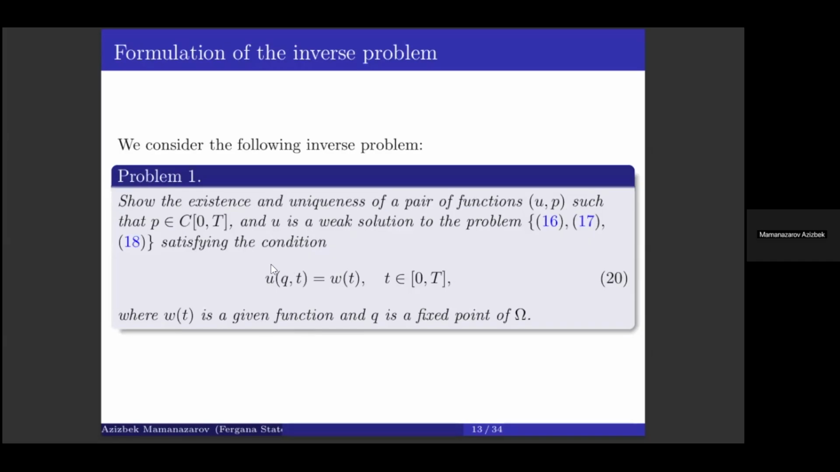This is our inverse problem 1. We should show the uniqueness and existence of a pair of functions u and p such that p should be continuous and u should be a weak solution to the problem, and they satisfy the following over-determination condition. Here q is a fixed point of the domain omega.